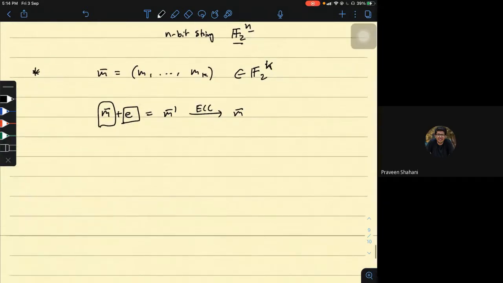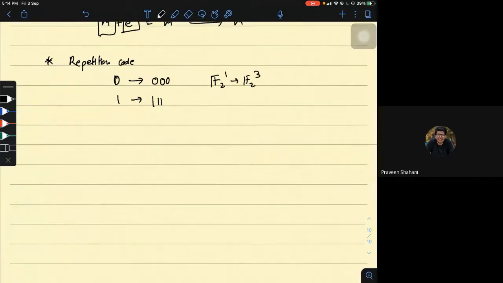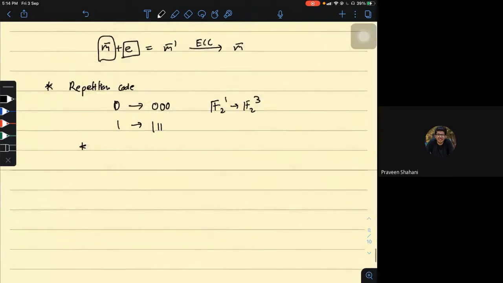So a very basic way to do this is the repetition code. If I have a string 0, this will be encoded to 000. 1 will be encoded to 111, and thus this adds 2 bits of redundancy. This is a mapping from F^1 to F^3, and this adds some redundancy. And now this allows us to decode with something called majority logic.